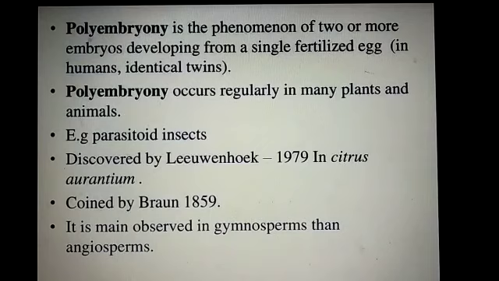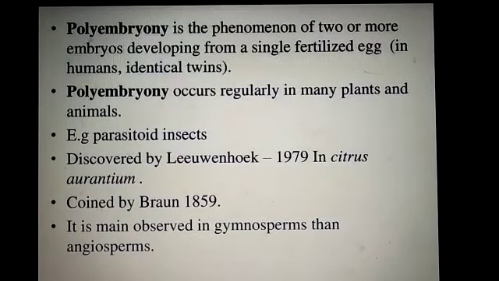Normally, male gamete and female gamete fuse and form a zygote, and after that an embryo develops. But sometimes nucellus cells, which are already diploid, enter inside the embryo sac without fusion and fertilization and form embryos. So in such plants, many embryos are formed. I hope you understand.